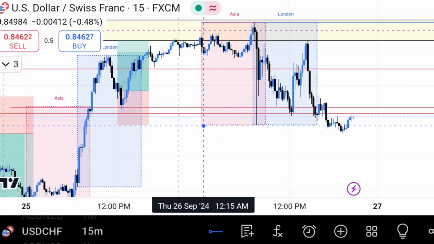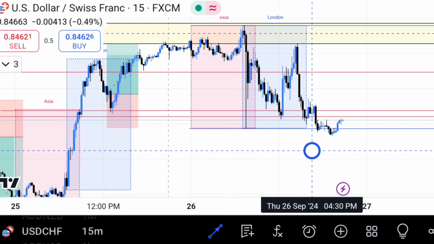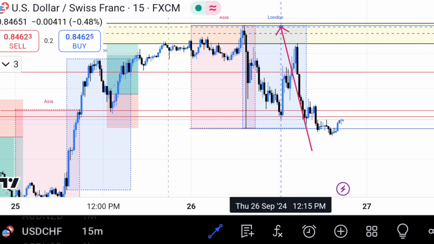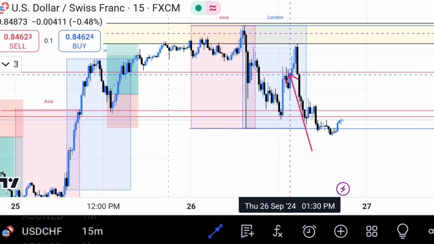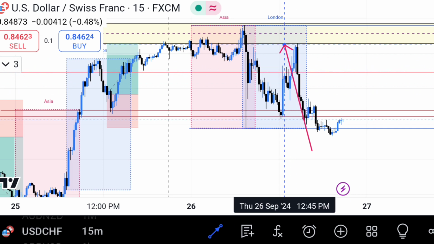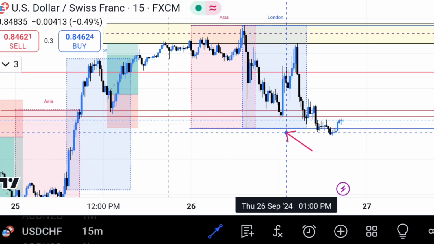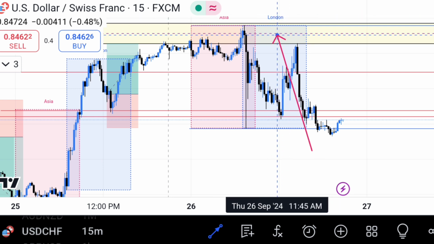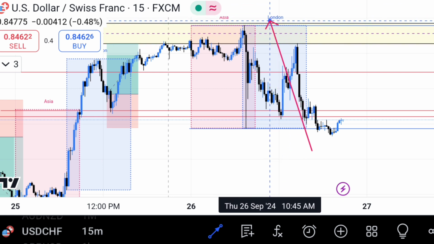So let me mark the Asian low. Okay, so that is it. And you can see price hasn't broken yet. So this one is the Asian high, and this one is the Asian low. Looking at the London session, we didn't have any breakout. The breakout didn't happen inside the London session. So we leave it. This is a strategy based on the London session. So if you don't see the breakout in the London session, we don't take a trade.